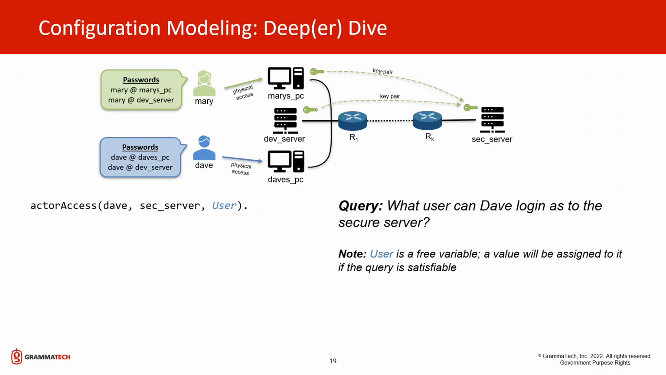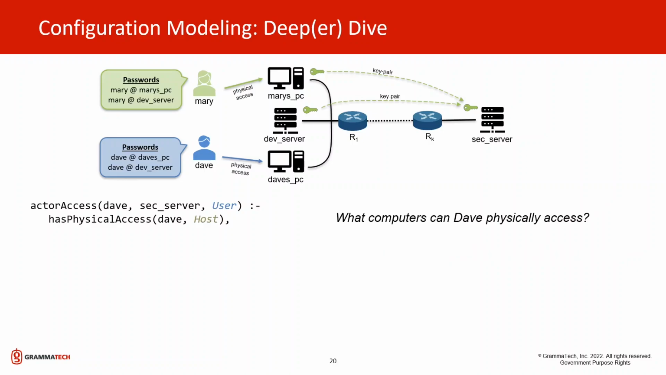The predicate actor access checks whether an actor, Dave in this case, can log into a host, the secure server, as a specific user. Note that user in this example is a free variable. When the predicate is evaluated, the solver, a Prolog interpreter in our case, will attempt to tie it to some system entity in a way that satisfies the predicate. In the subsequent slides, I use capitalization and color to separate variables from the direct references to system entities.